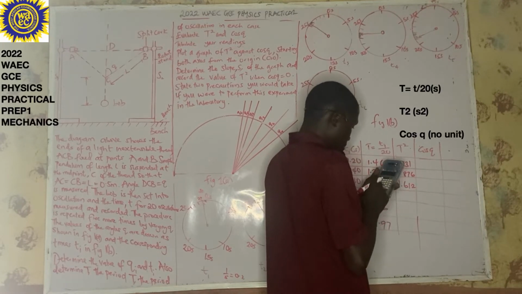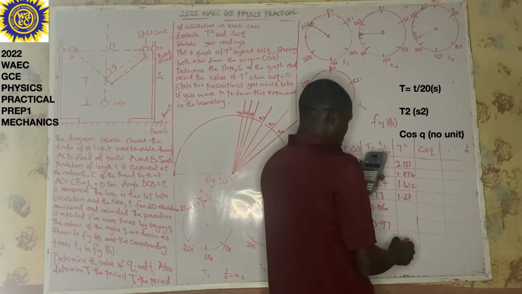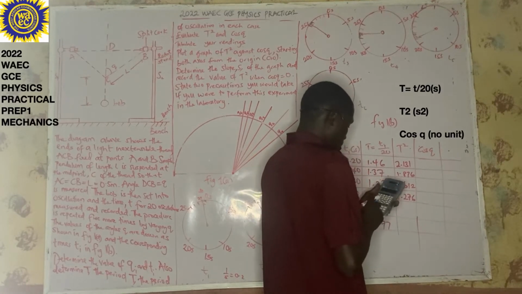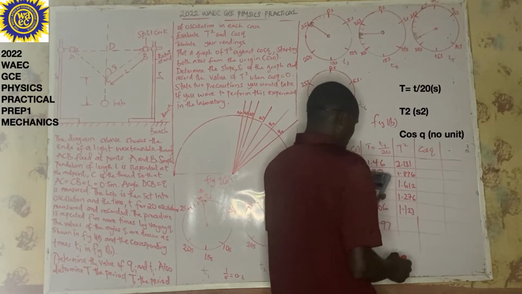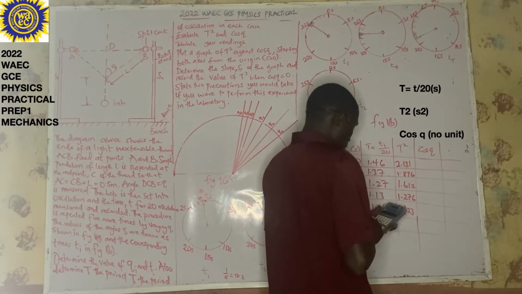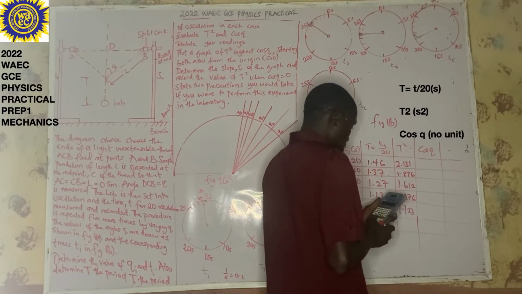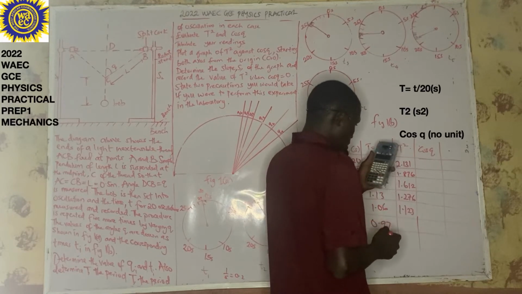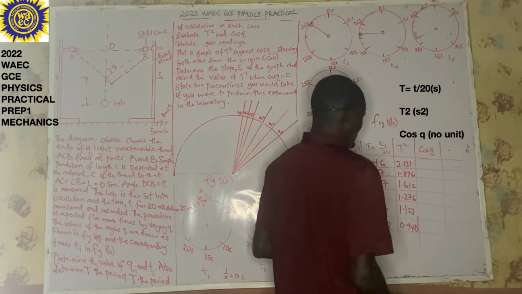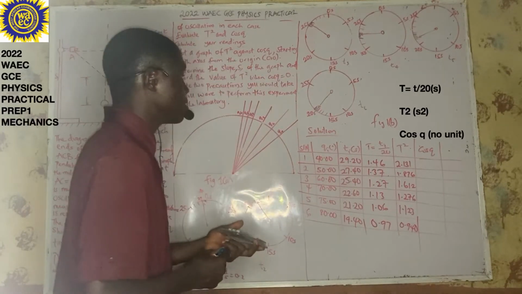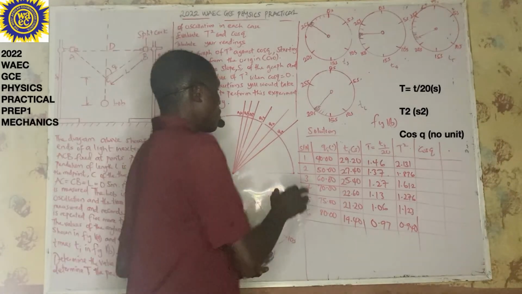1.13 squared is 1.276. 1.06 squared is 1.123. 0.97 squared is 0.940. So with that we can find the cos of this angle.